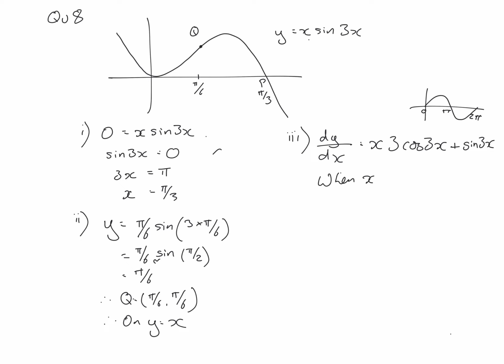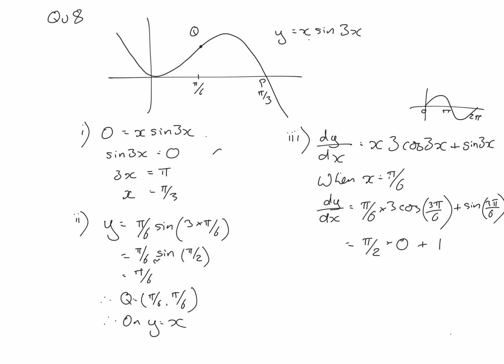So when x equals pi by 6, dy by dx equals pi by 6 times 3 times cos of 3 pi by 6, plus sine 3 pi by 6. So that's pi by 2. Cos of pi by 2 is 0. Plus sine of pi by 2 is 1. So dy by dx equals 1. Hence, it touches y equals x at Q.